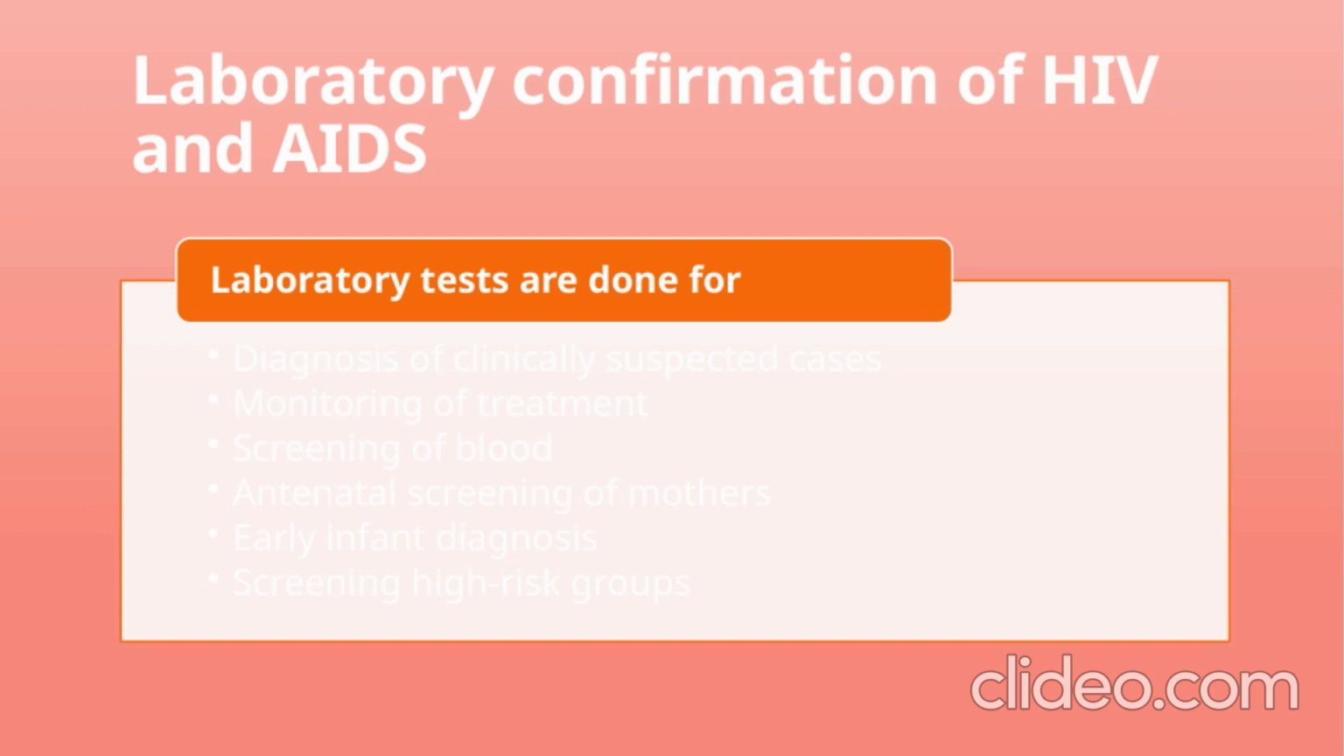These tests don't just confirm the presence of HIV, they also help determine the stage of the infection and guide treatment decisions. It's important to emphasize that a laboratory diagnosis is the definitive way to confirm HIV infection or AIDS, especially since early symptoms can be vague or similar to other illnesses. Overall, these laboratory tools are critical in our efforts to diagnose, monitor, and manage HIV and AIDS effectively, keeping us aligned with the broader goal of controlling the epidemic.